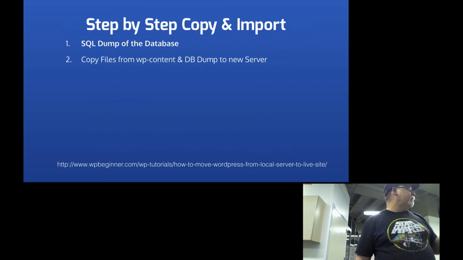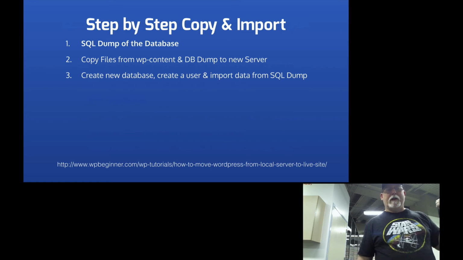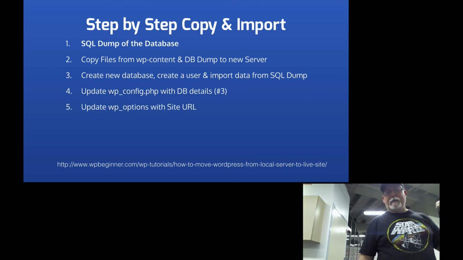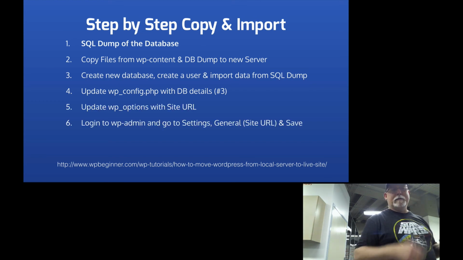We're going to copy files from WP content and the database dump to your new server. You're going to create a new database, create a user, and import data from the SQL dump on the new server. You're going to update the wp-config.php with everything you just created in number 3. You're going to update WP options with the new site URL.